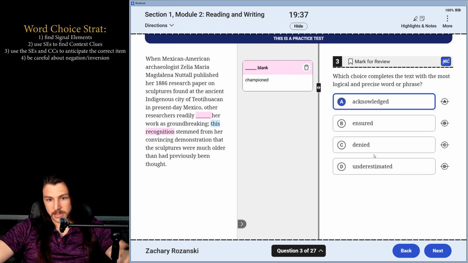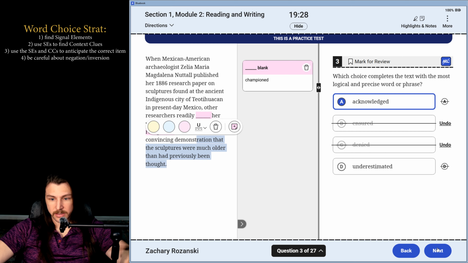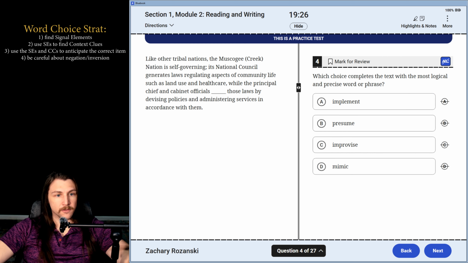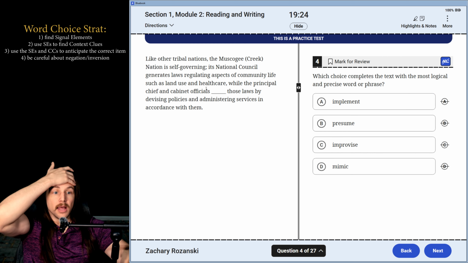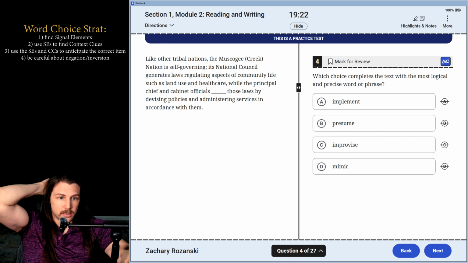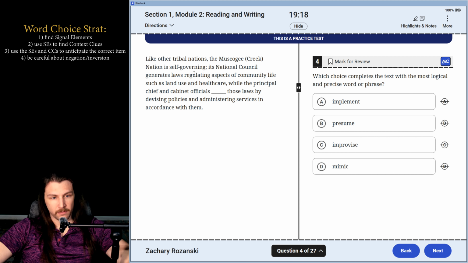They acknowledged. I like that idea. I was way too positive there. They didn't ensure anything. They didn't go against it, and they weren't angry. This recognition stemmed from her. Yeah, there's absolutely positive in all of these things. 4, I'm going to start reading. Like other tribal nations, the Creek Nation is self-governing. Like others, it's self-governing. Okay.